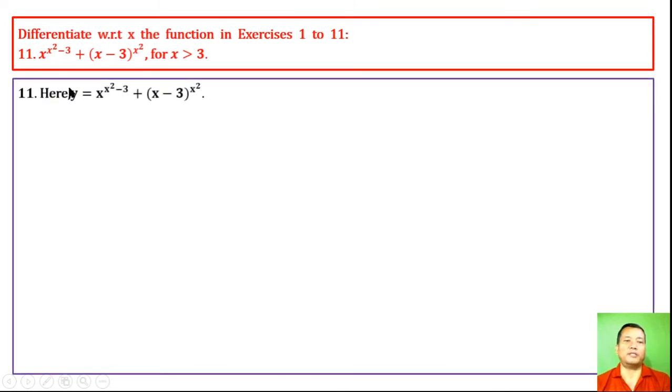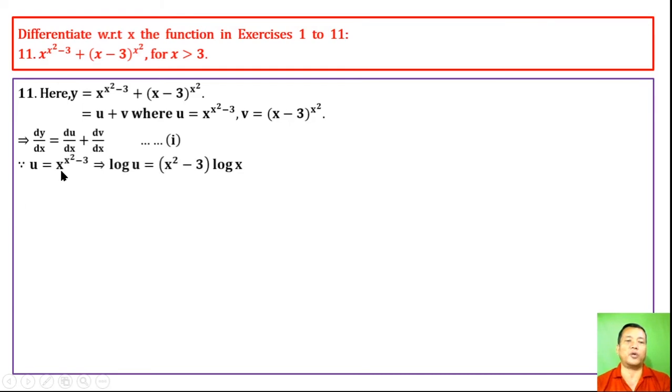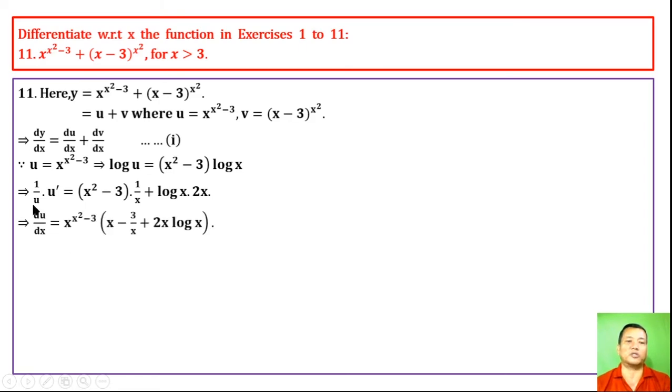For 11, here y is equal to this. Putting first term on the right side as u and this as v, where u equal to x to the power (x square minus 3), v equal to (x minus 3) whole to the power x square. dy by dx is du by dx plus dv by dx, which is equation 1. Since u equal to x to the power (x square minus 3), taking log on both sides, we get log u equal to (x square minus 3) times of log x. Taking derivative, 1 by u into u dash equal to first function remains unchanged into derivative of log x which is 1 by x, plus log x unchanged into derivative of first function is this, which gives u dash, that is du by dx, which transfer u on the right side whose value is exactly equal to x to the power (x square minus 3) times of ((x square minus 3) by x plus twice x times of log x).